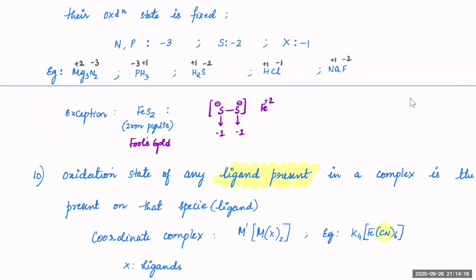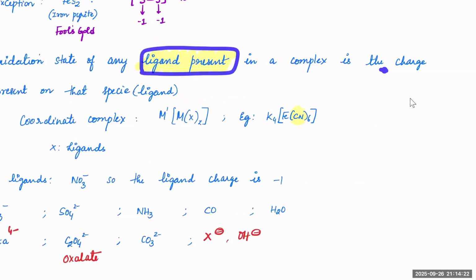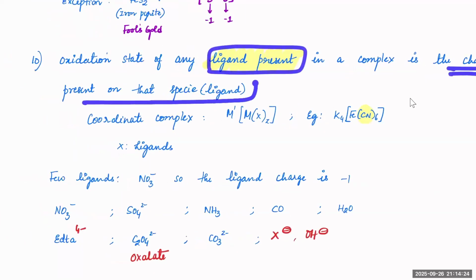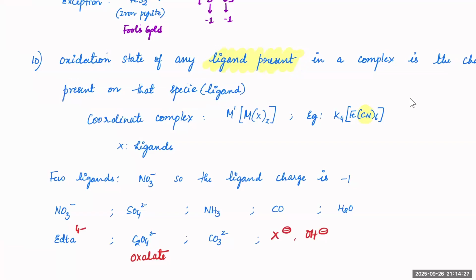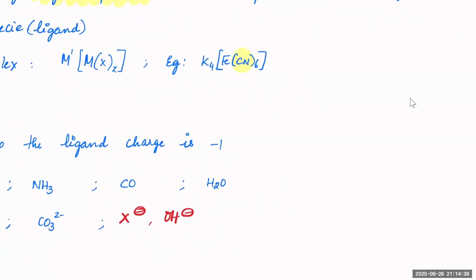Next. Oxidation state of any ligand present in a complex is the charge present on the species itself. Got it? A lot of times we need to figure out the oxidation state of the metal in a complex. For example, a very standard question which has been asked in JEE, I'll just put that here. Check. This is how it is. N, chromium, NO2, then we have O2 like this. I have an O2 group here. Then I have chlorine 3 times here like this.